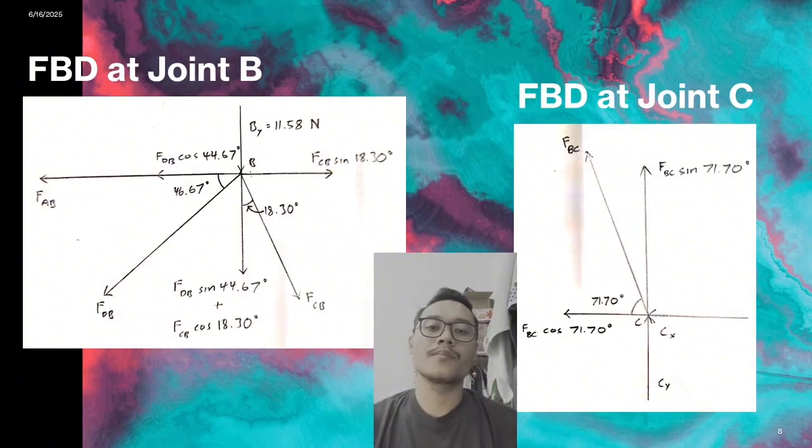18.30 degrees. For FBD at joint C, the angle for FBC is sin 71.70 degrees and FBC cos 71.70 degrees.